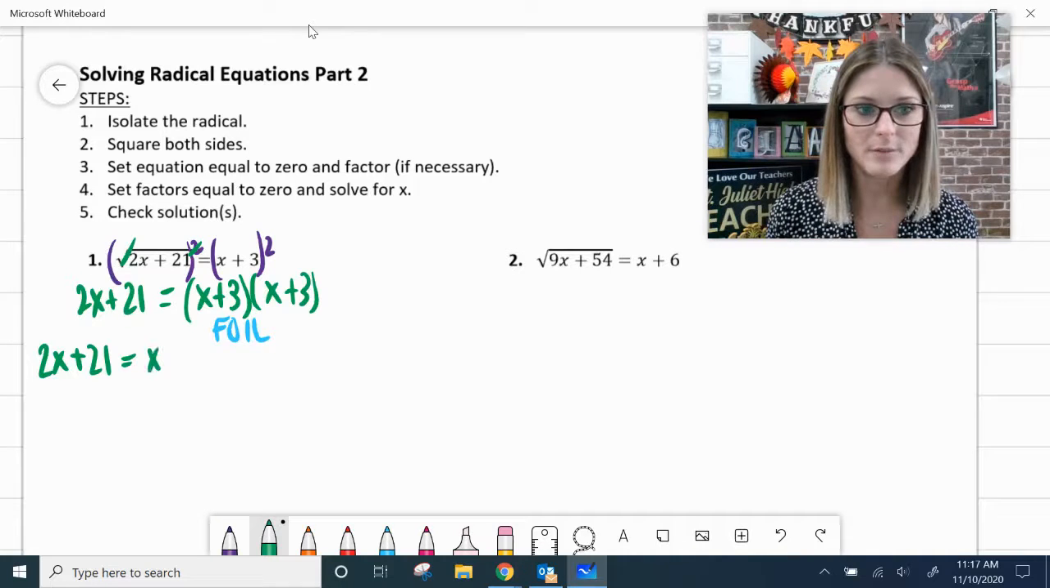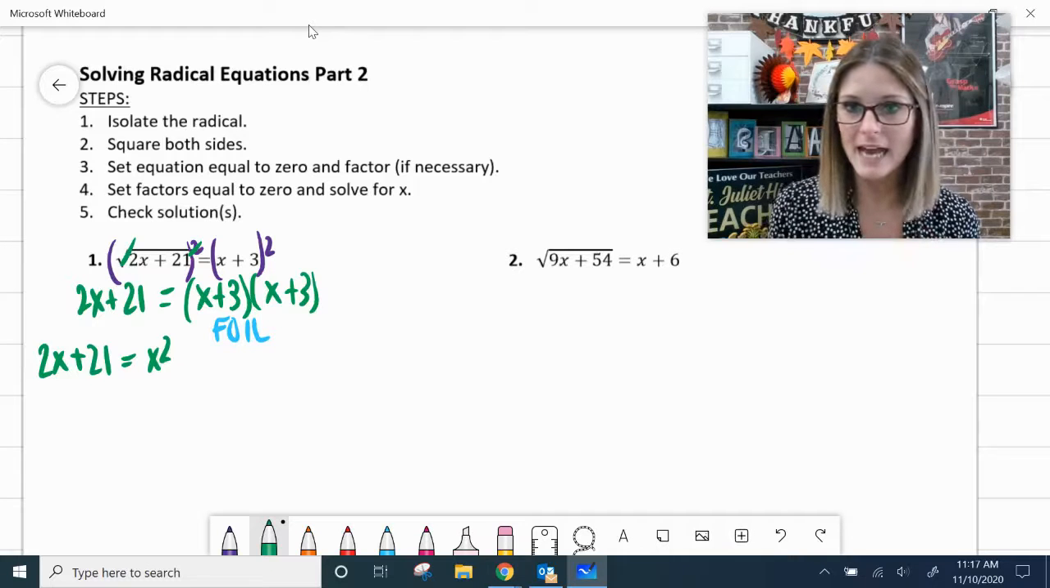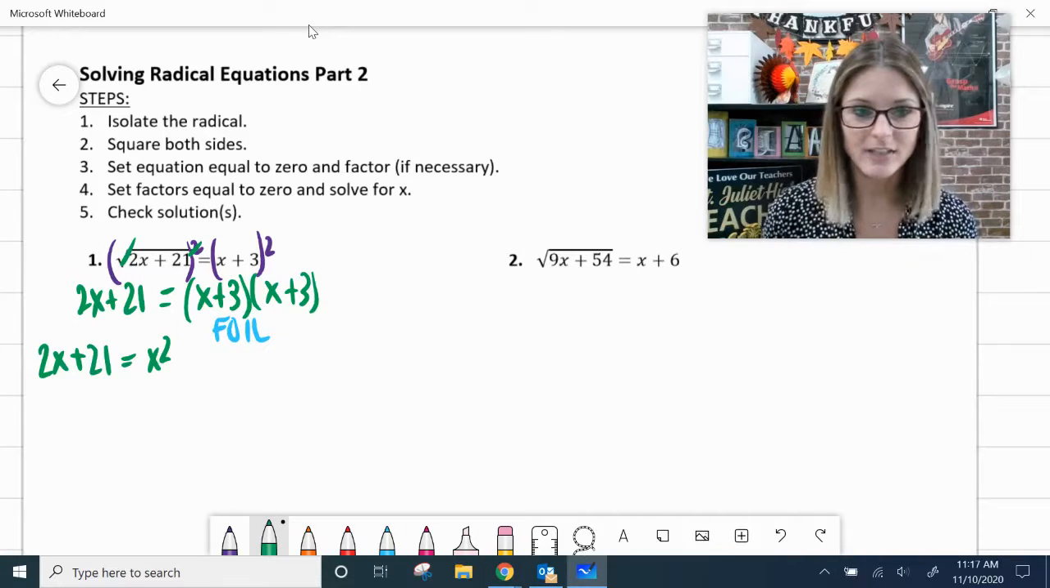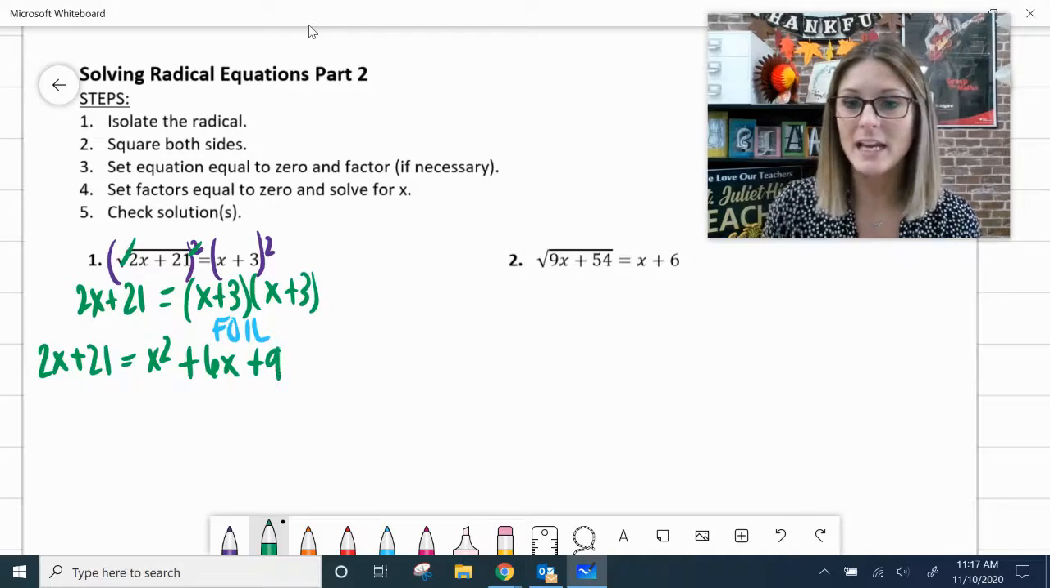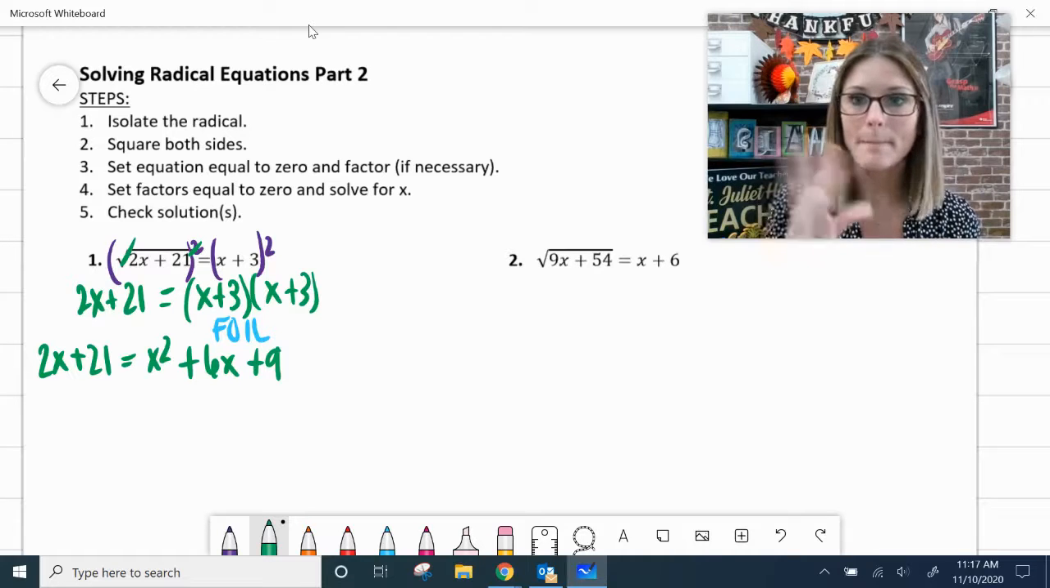First, the first term gives me x squared. Outer is going to give me a 3x. Inner is going to give me a 3x. Those will add to 6x. And then my last terms will give me 9. If I FOILed that too quick for you, pause the video, FOIL it out nice and slow, combine your like terms, see if you get the same thing.